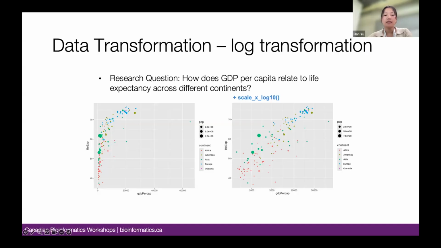So it makes it easier to observe the relationship between the economic growth and life expectancy, particularly in low and middle income countries. So here the data are more visible to us. Okay.